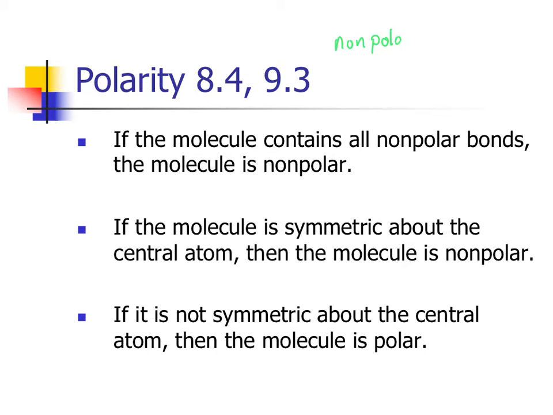Nonpolar means no polar. Nobody's pulling harder than the other. Because once you have a molecule or a part of a molecule that is going to have something that pulls, if you can identify an element that is a puller pulling harder than any of the other things, it is a polar.